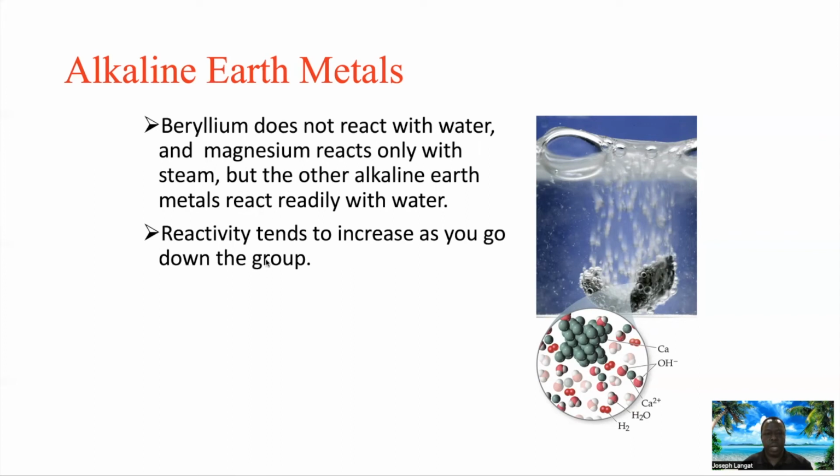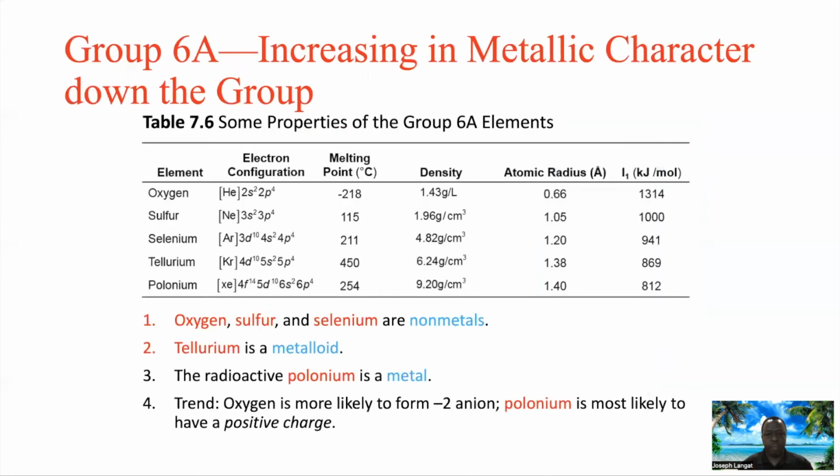Okay. Reactivity tends to increase as you go down a group, I guess, because the n value gets bigger and bigger. This is what we see in terms of electron configuration for group 6.